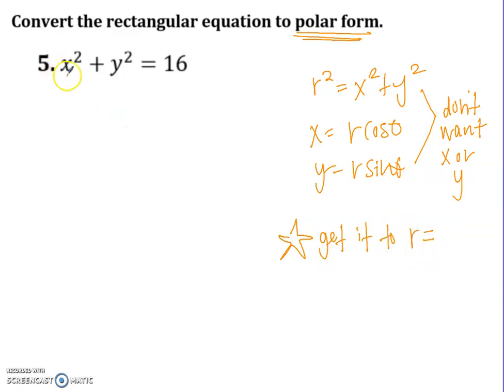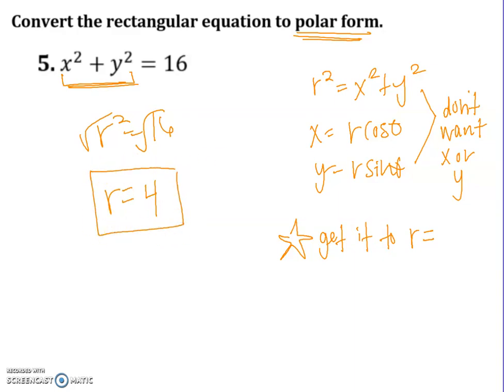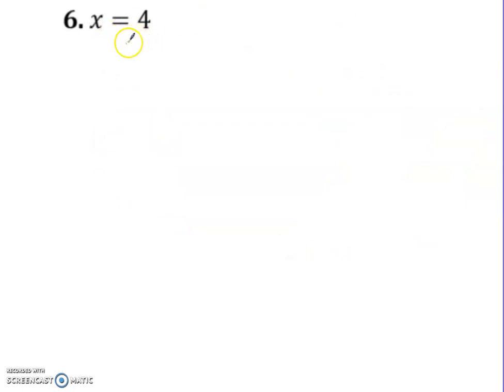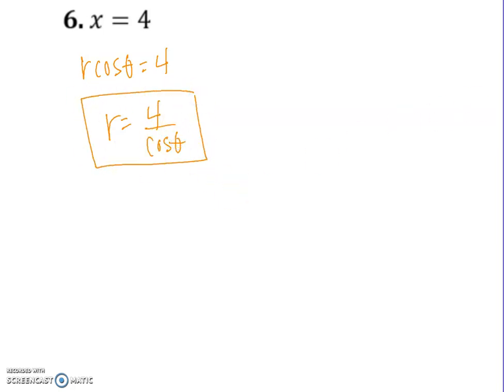So x squared plus y squared, I can substitute in for r squared. We're not going to leave it as r squared, we're going to leave it as r equals. So take the square root of both sides. r equals 4. And you're like, why isn't it negative 4? Because a radius is never negative, right? x equals 4, so you're like, okay. So x is the same thing as r cosine theta is equal to 4, so we need it to be r equals, so r equals 4 over cosine theta. Boom.